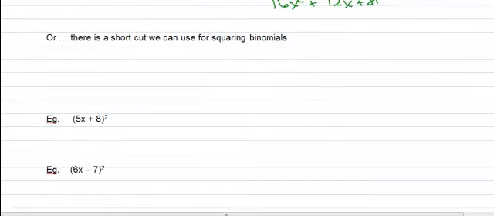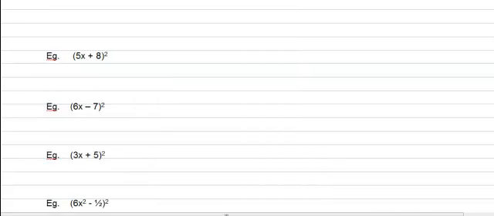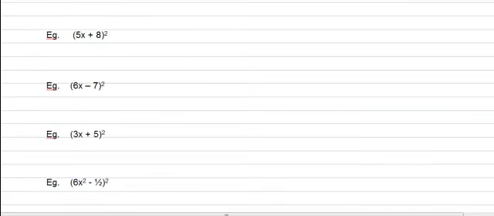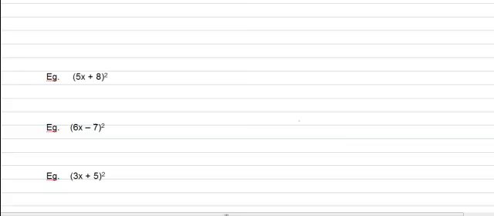So let's go ahead and look at this, and I'm just going to speak it. I may not do all three of those. Let's just do two of that, or three of them rather. I don't want to do that last one. So we've got 5x plus 8. So the first step when you do these is to square the first term. So that's step one. Step two is to multiply the two terms.